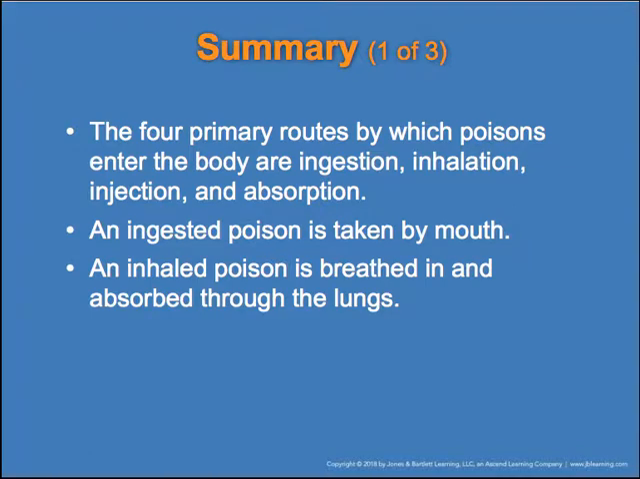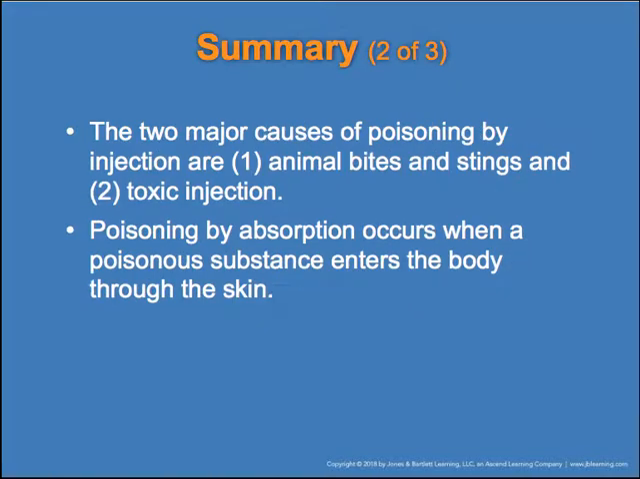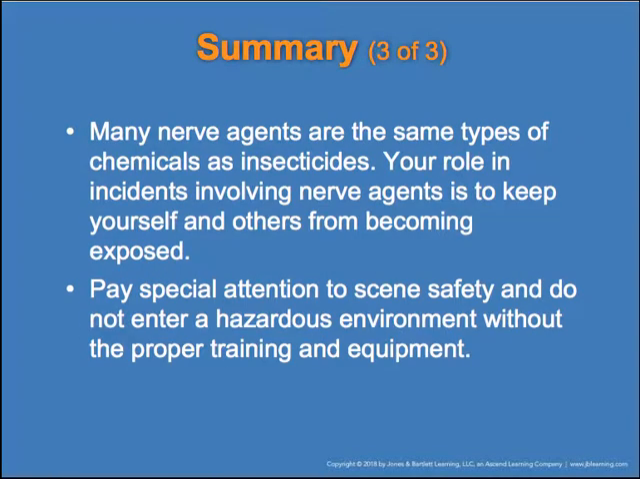A quick summary, of course: there are 4 primary routes of how a poison gets into the body: ingestion, inhalation, injection, or absorption. You're definitely probably going to see questions about routes into the body in your test for this particular chapter and section. An ingested poison is taken by mouth. An inhaled poison is breathed in and absorbed through the lungs. 2 major causes of poisonings by injection are animal bites and stings, and toxic injection. Poisoning by absorption occurs when a poisonous substance enters the body through the skin.